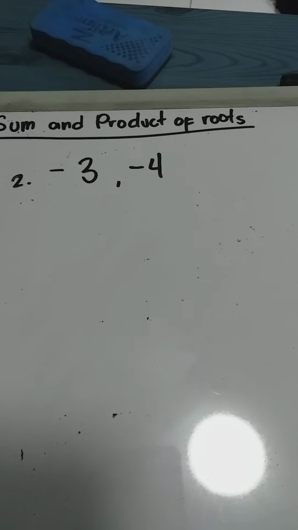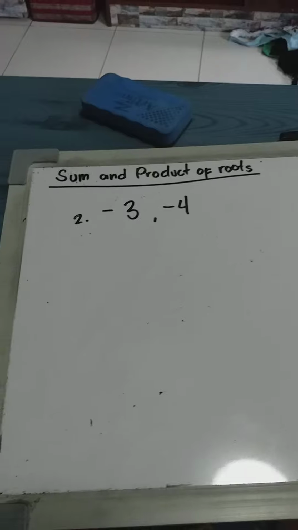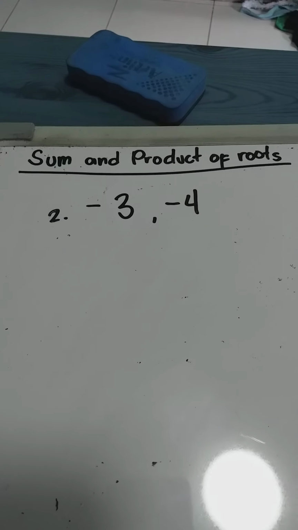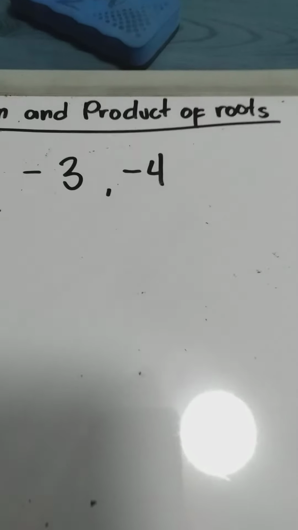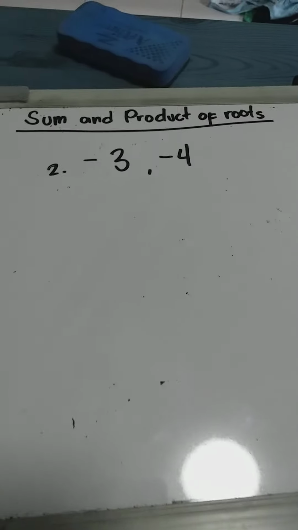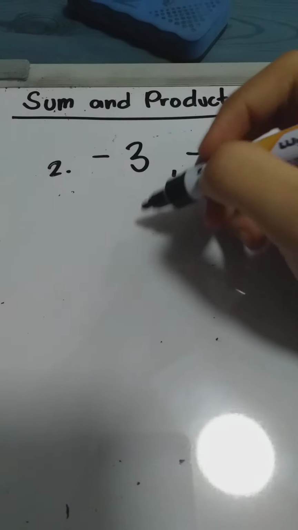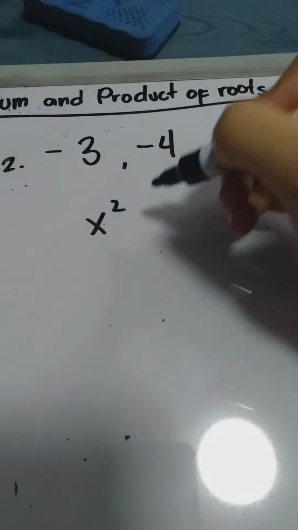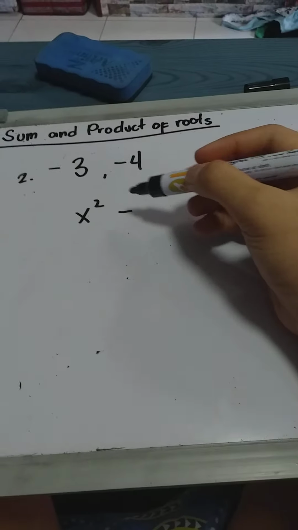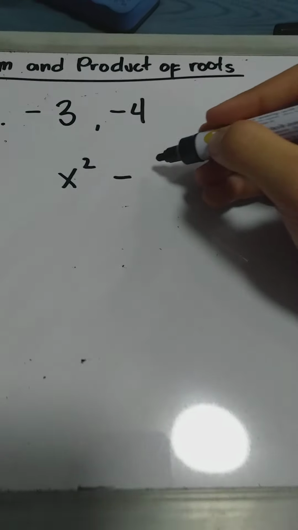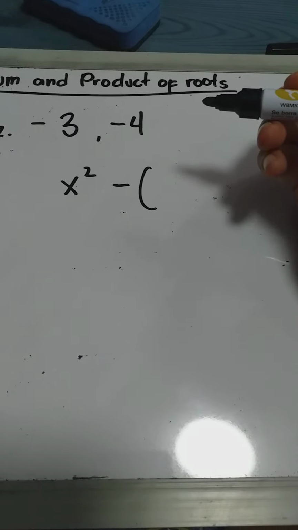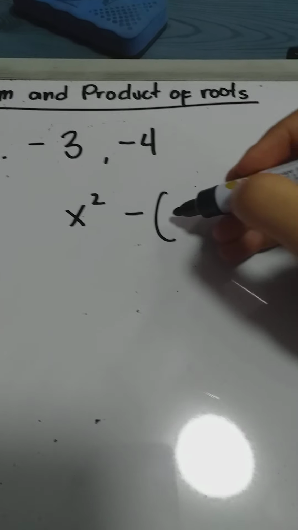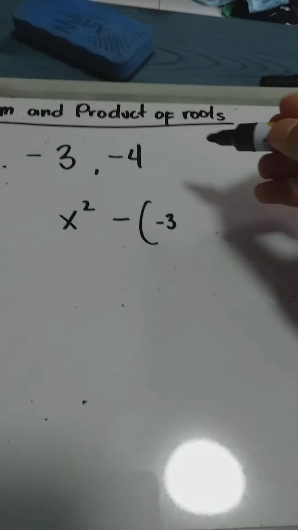Okay, so let's get to another example. What if the values of your roots are negative 3 and negative 4? Again, just continue the same thing as a while ago, which is x squared minus, it's always minus here. Then the sum of the roots. So what are your roots again? Just copy them: negative 3, then negative 4.